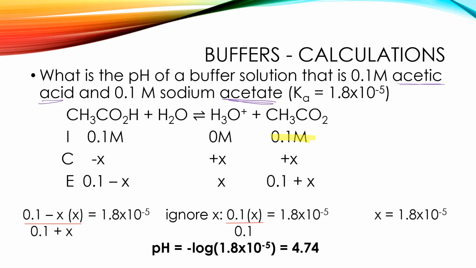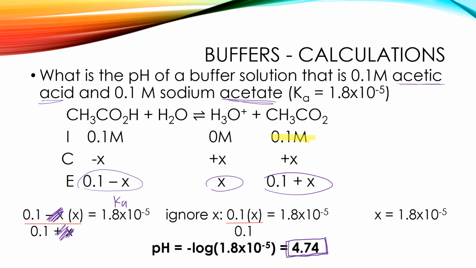So then I'm going to set that equal to Ka. Okay, so Ka is equal to all of my equilibrium concentrations, products over reactants. It's the same as always, what we've done before. Now, because this Ka is so small, I can ignore these changes in x, which leaves me with 0.1 times x over 0.1 equal to Ka. So x is equal to 1.8 times 10 to the negative 5. Taking the negative log, I get a pH of 4.74.